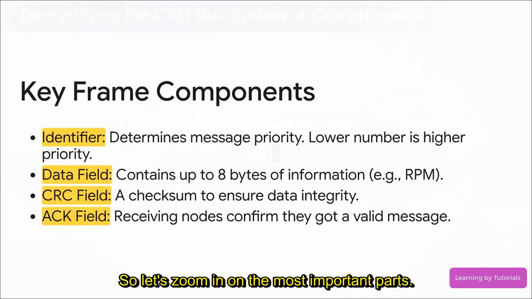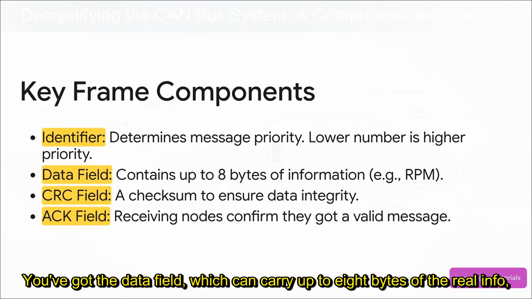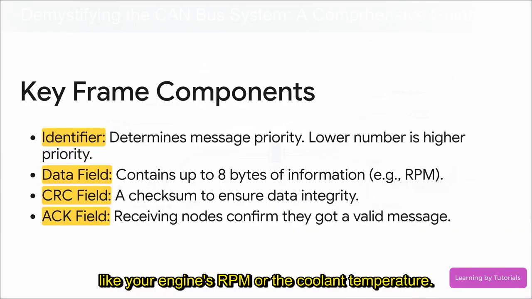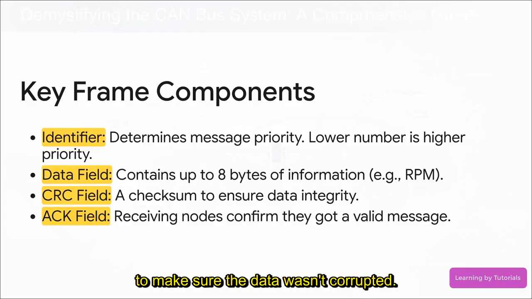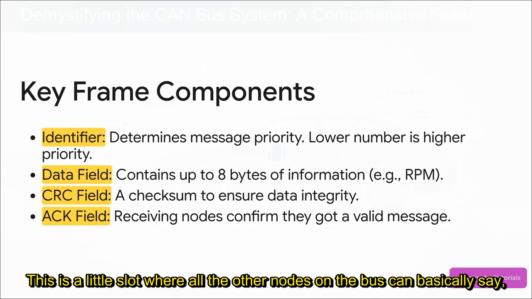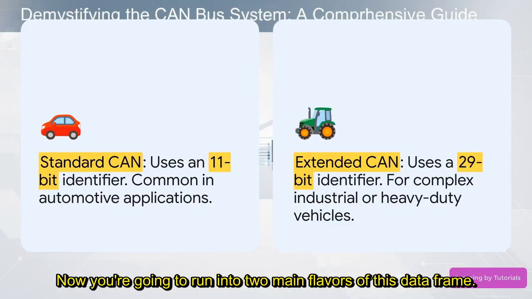So let's zoom in on the most important parts. You've got the identifier, which we know sets the priority: lower number, higher priority. You've got the data field, which can carry up to 8 bytes of the real info, like your engine's RPM or the coolant temperature. Then there's the CRC field, which is a really clever mathematical checksum to make sure the data wasn't corrupted. And finally, there's the ACK field. This is a little slot where all the other nodes on the bus can basically say, "Yep, got it, and it looks good."